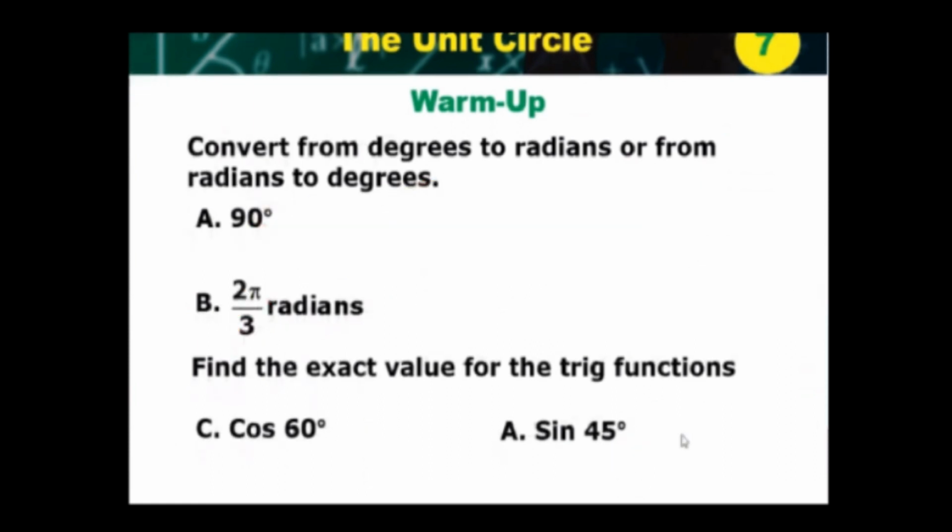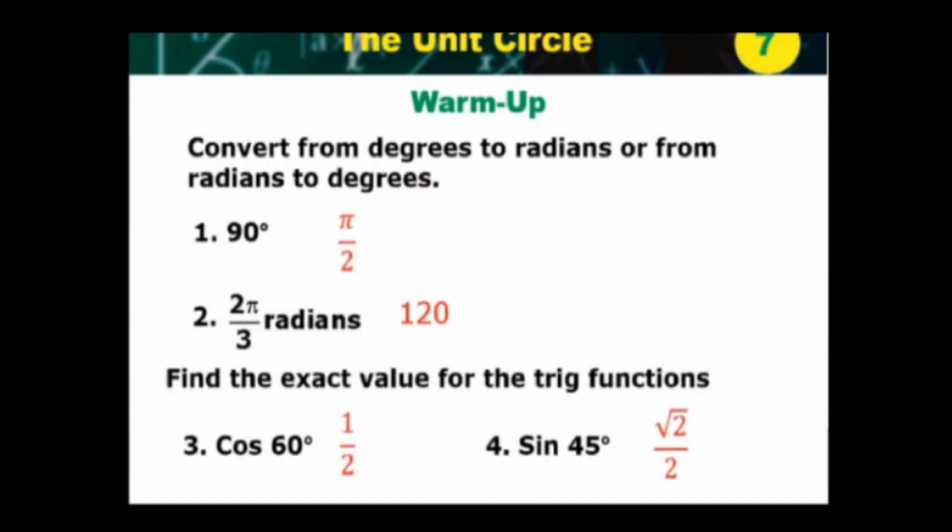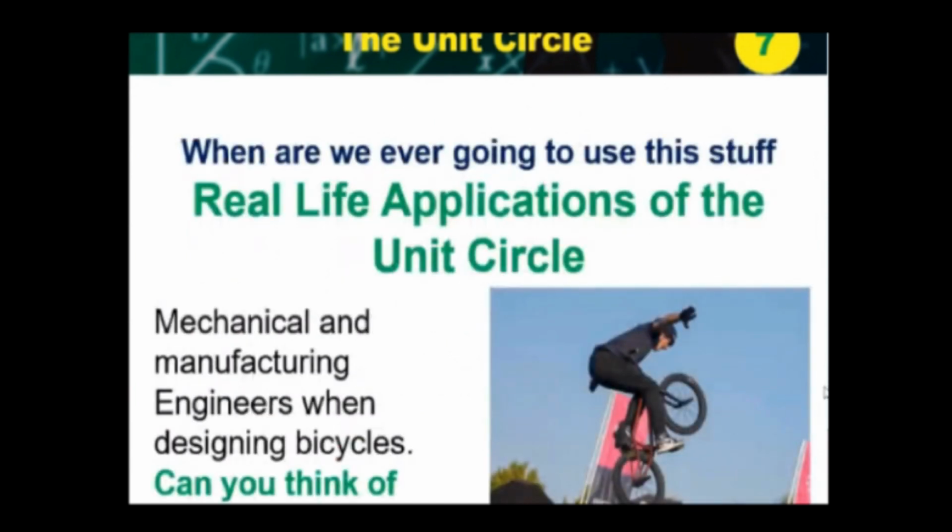Okay. Here we go. Unit circle, one of the real-world applications, is in designing, for example, bicycles like this. Or tires, for example. Mechanical and manufacturing engineers use it when they're designing bicycles. Can you think of another example? Please put that in the chat. Any real-life example. Or if you guys remember last time, we had you Google real-world applications. So anybody, feel free to chime in. Pizza, yes, we talked about that.